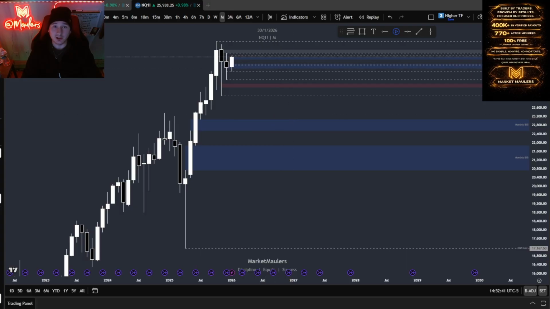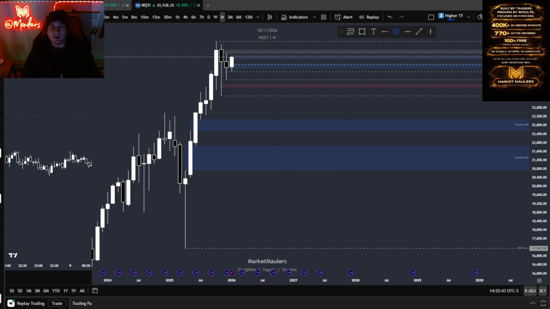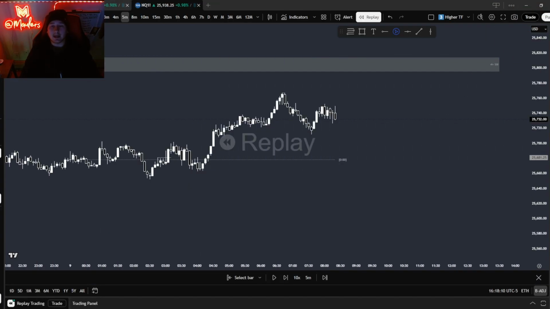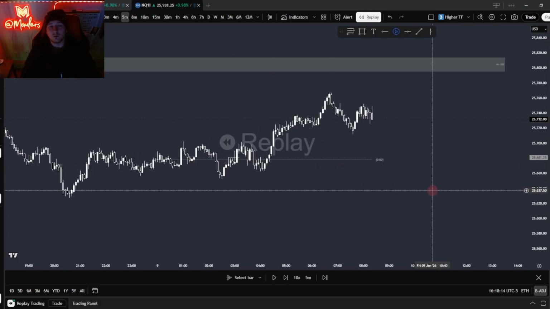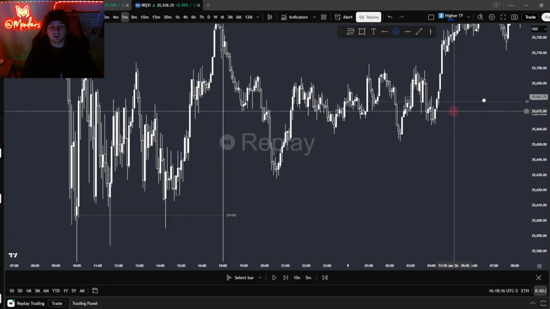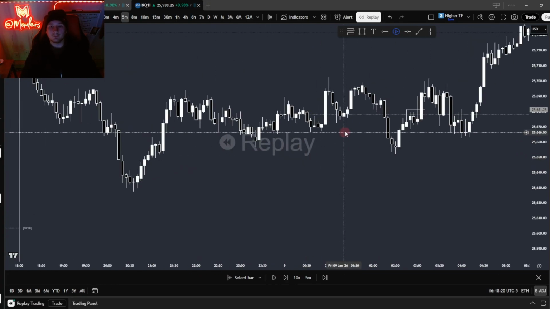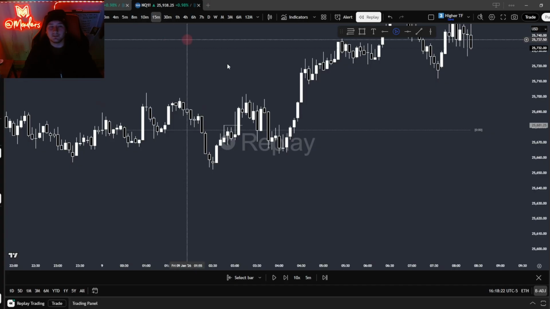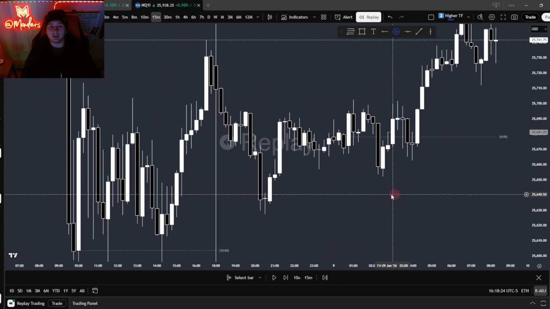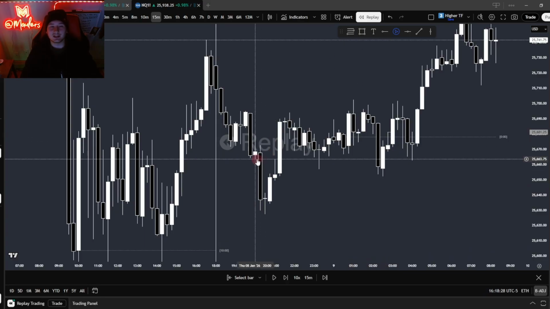Next, I'm going to break into inverse fair value gaps. Inverse fair value gaps are exactly what they sound like. They're the opposite of a fair value gap. So what we just talked about previously was what a regular fair value gap is, right? You can see plenty on this chart. So what are we looking for here? We're looking for the opposite direction of that fair value gap, right? So there's a good example right here.